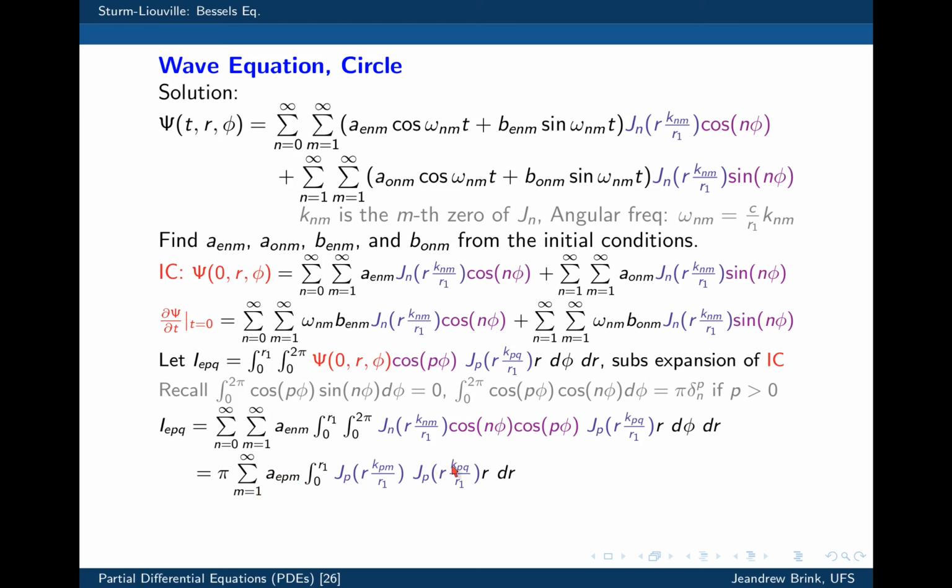Okay, just one thing before I go further. If p is equal to 0, then this integral is just the integral from 0 to 2 pi d phi. So instead of having a factor of pi, you have 2 pi coming in there. So the 0 case is slightly different. But you also have this integral remaining. And so the next step is to look at how we evaluate this integral, and we get to learn a bit more about Bessel functions.